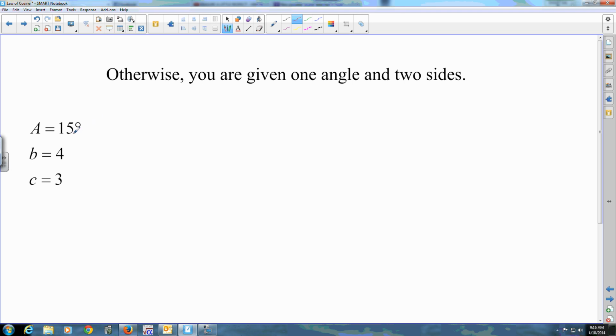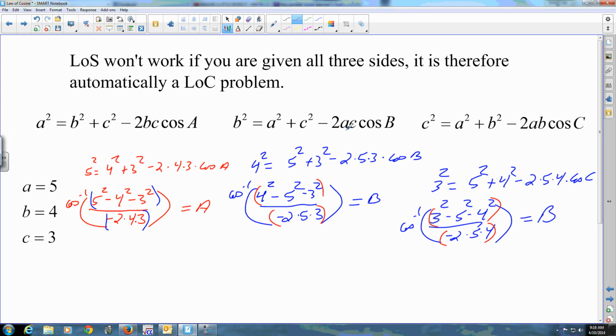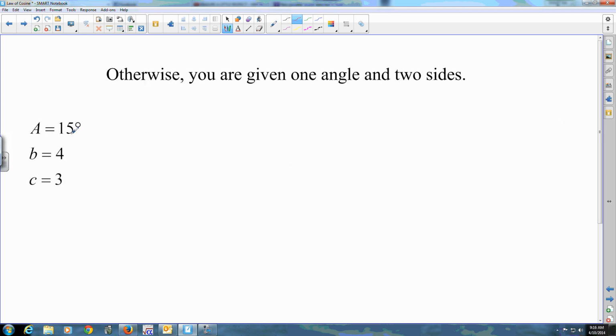If you're told one angle, remember it's not law of sine because you don't have a pairing. Here, you only have one choice to what to do first. With the previous one, it wouldn't matter which one of these I did first. But with this one, I have to find side A first. I have to, otherwise it won't work. So 3 squared plus 4 squared minus 2 times 3 times 4 times the cosine of A.